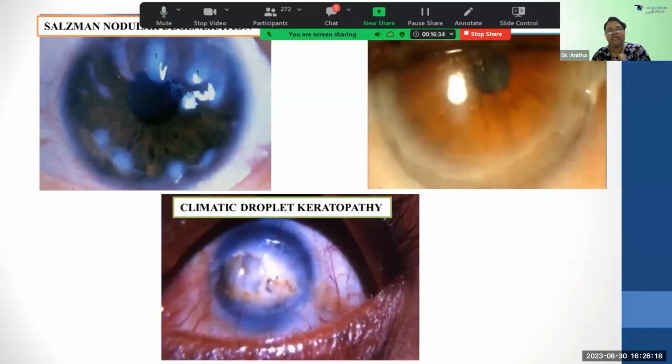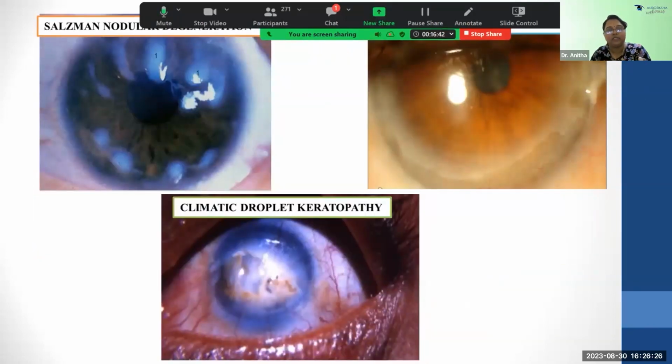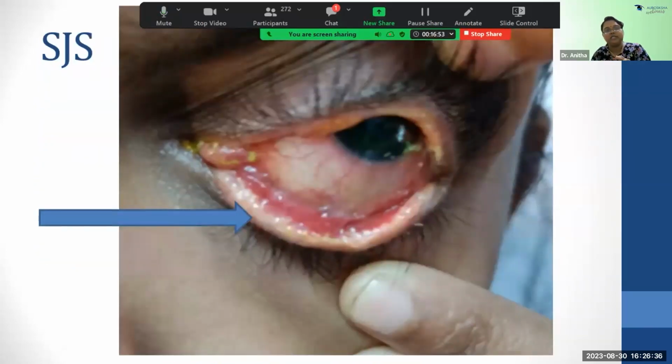These are some ocular surface degenerations that have to be referred to the base hospital because these patients require surgical treatment, and also in climatic droplet keratopathy. Some uncommon diseases like SJS, which I had mentioned before, this patient has come because of drug allergy to paracetamol. And few patients come allergic to anti-epileptics also.